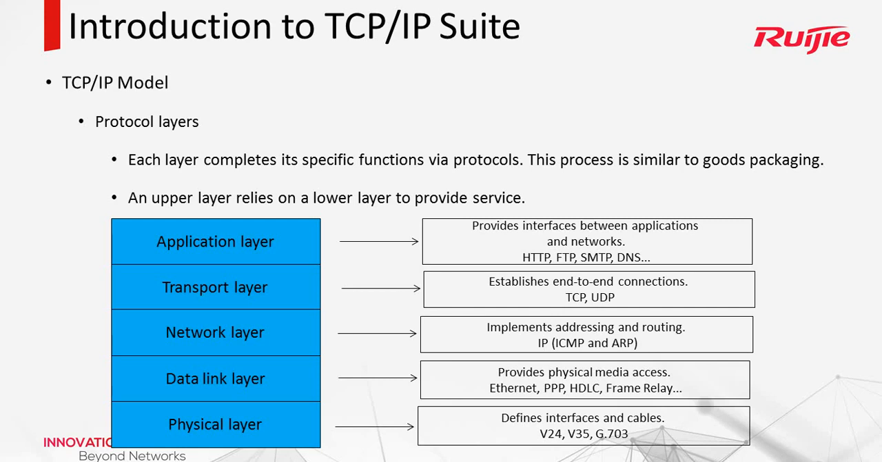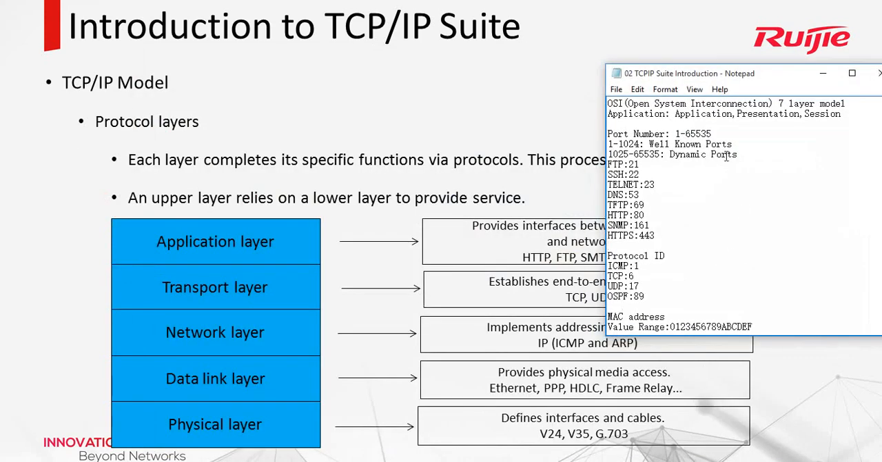But in fact, there is also another popular model called the OSI model. It has 7 layers. In the OSI model, it divides the application layer into the application, presentation, and session layers. Okay, so we need to know both of these two models.